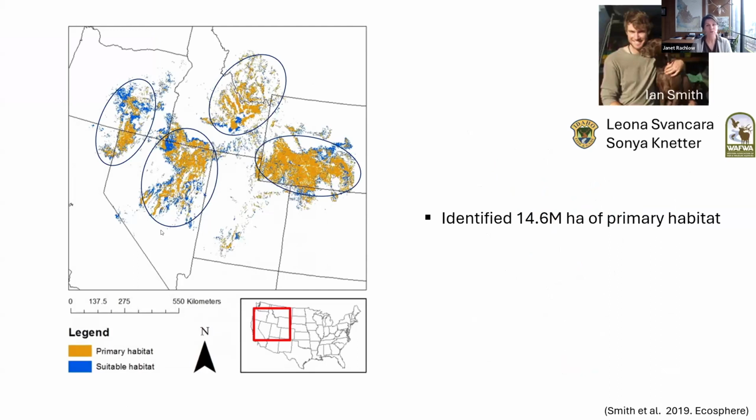So we identified over 14 million hectares of what we called primary habitat. Those are habitats that are most similar to occupied areas. And I should say that the habitat variables we used included vegetation, topography, and also climate variables. One of the things that I found really surprising in looking at this map once we finished it was that there are these four core areas of relatively large contiguous habitat, but they're separated by areas where the species doesn't occur and where habitat is not predicted to occur. Not dissimilar from sage-grouse and probably not surprising.